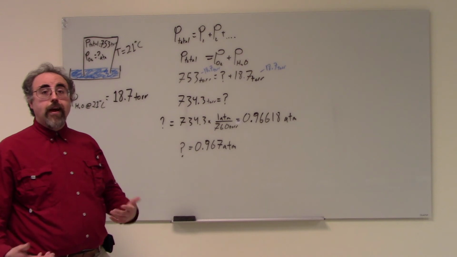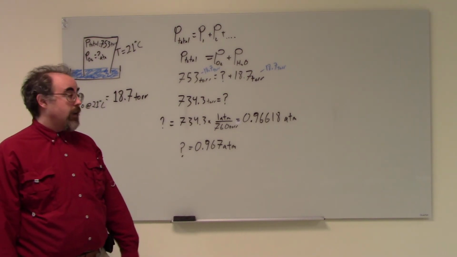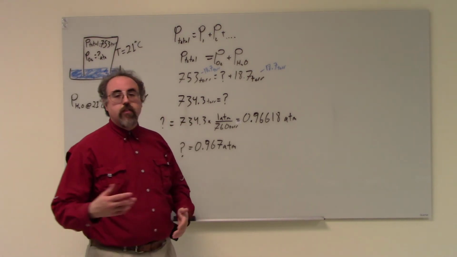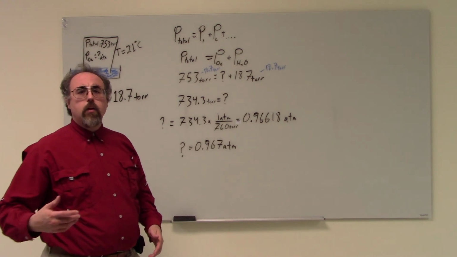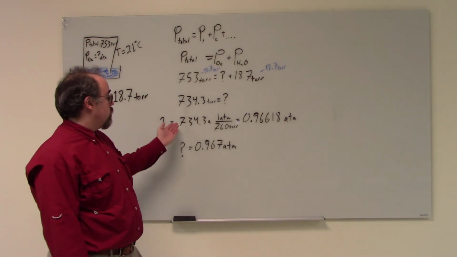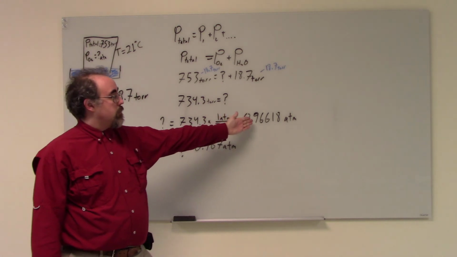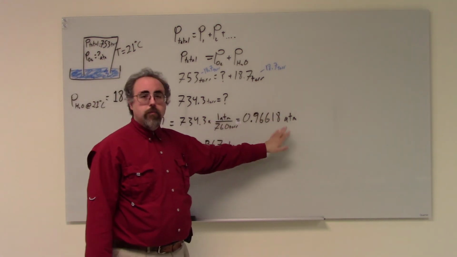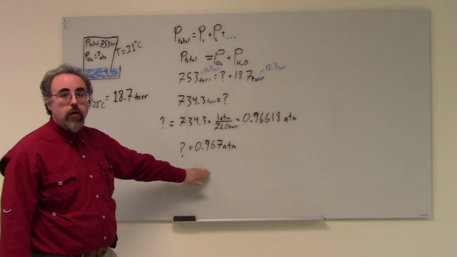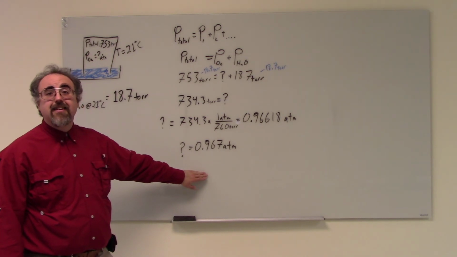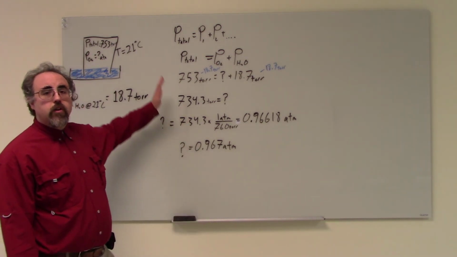Okay, so next up, I'm going to convert this to atmospheres. So this guy, there's 760 torr in 1 atmosphere. So yeah, divide by 760, get me my answer. That's got way too many sig figs, so I'm going to go ahead and round it. And yeah, that's it. Dalton's law of partial pressure, pretty straightforward.